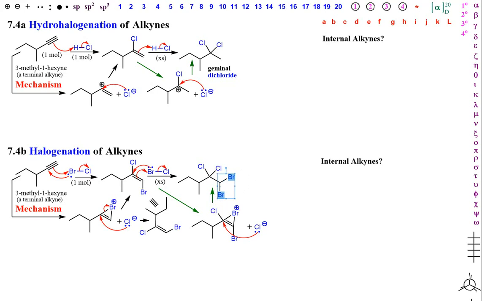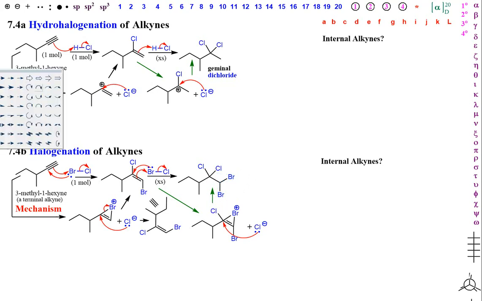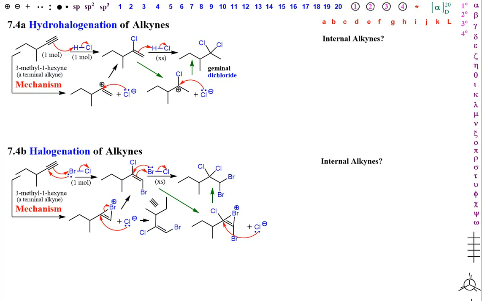And I noticed there's a mistake in our mechanism down here. You can't have 5 bonds to carbon. This mechanism would have created a 5th bond to carbon right here. Let's fix that. There we go. Compensate for the new bond by breaking the old bond. Backside attack, we call that.